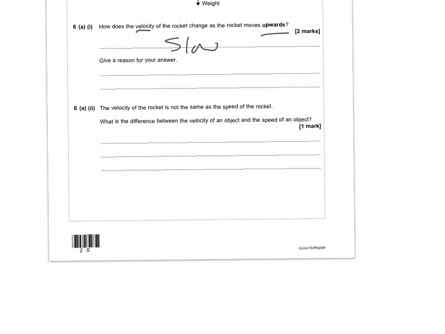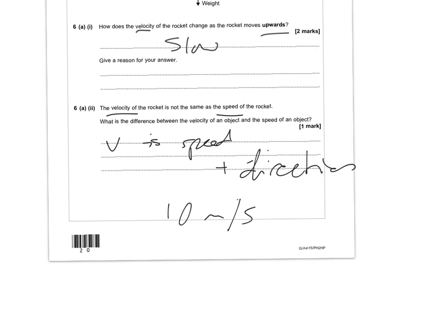And second question, again, really simple one for the end of the paper. The velocity of the rocket is not the same as the speed of the rocket. You've just got to know the difference between velocity and speed. Velocity is speed with direction. So 10 metres per second would be speed, but positive 10 metres per second or negative 10 metres per second would be referring to the velocity, because there's your direction.